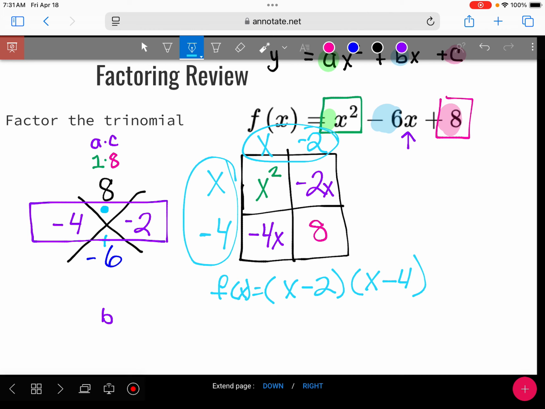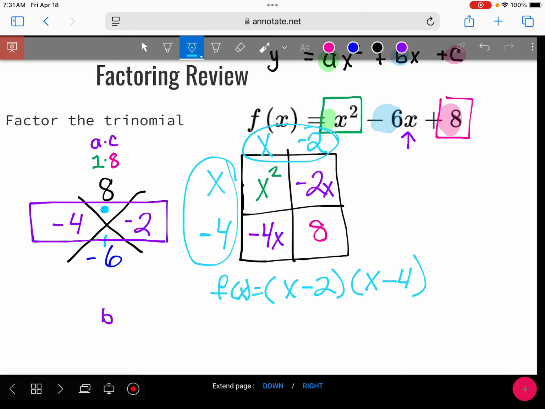What numbers did we get in our x frame? The -4 and the -2. -4, -2. You don't necessarily have to use the box. It's always, if your a is 1, going to be x and these two numbers. So x minus 4, x minus 2. So when your a is 1, you don't necessarily have to use the box. If your a is anything other than 1, you still need it. So this only works when a is 1, but it does give you an option for a shortcut.